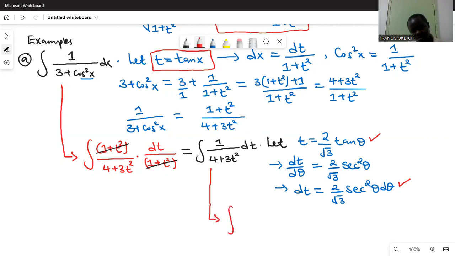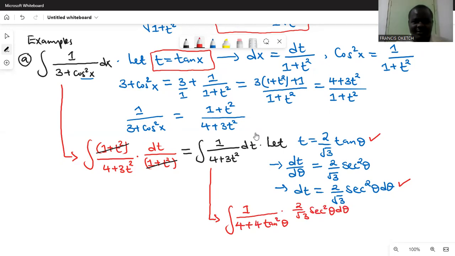It will give us the integral of 1 over, remember we have 4 plus, you square t, you get 4 over 3 tan squared theta, then times 3. Remember 4 over 3 tan squared theta, then you multiply by 3. The 3 will cancel. So here we are going to get 4 tan squared theta times our dt, which is 2 over root 3 sec squared theta d theta.